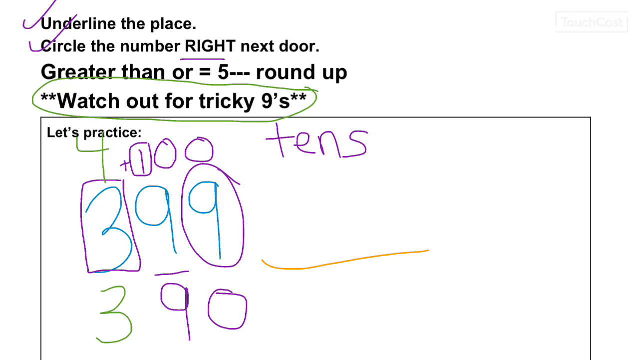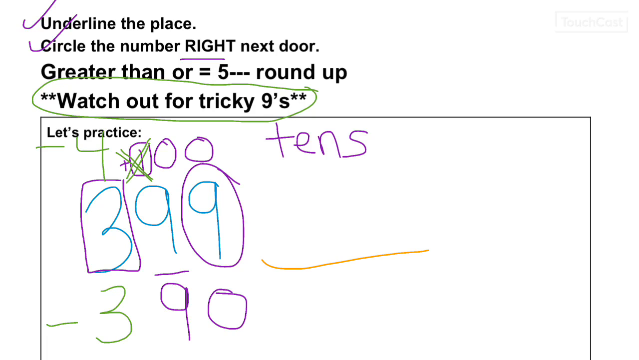400. So our options are 390 or 400. You can take out this number now. So I had to bump it up to the next hundreds place. Okay, so that's why these tricky 9s can sometimes be confusing.